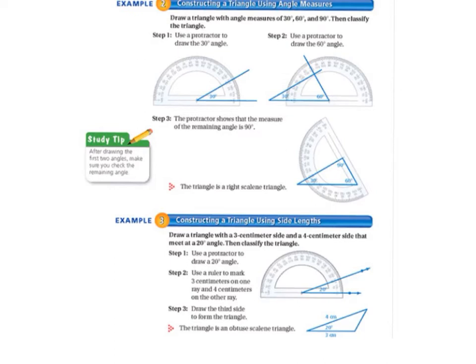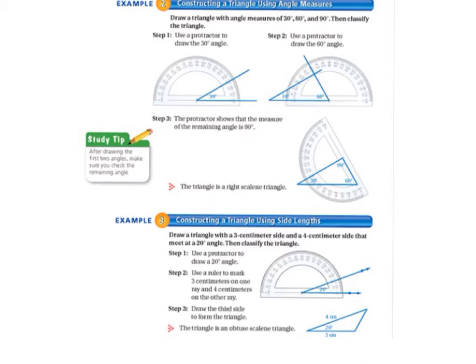Example 2 is on page 285, constructing a triangle using angle measures. It's a good idea for you to practice this in your math notebook as we go through the examples. Draw a triangle with angle measures of 30, 60, and 90, then classify the triangle. Step 1, use your protractor to draw the 30-degree angle. It shows you how to do that. Be sure your bottom line is right on the zero line of your protractor, and then measure up 30 degrees and draw your second line.